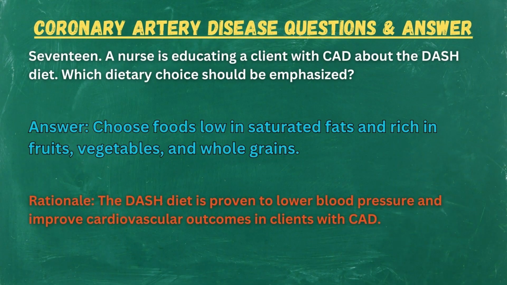17. A nurse is educating a client with CAD about the DASH diet. Which dietary choice should be emphasized? Answer. Choose foods low in saturated fats and rich in fruits, vegetables, and whole grains. Rationale. The DASH diet is proven to lower blood pressure and improve cardiovascular outcomes in clients with CAD.